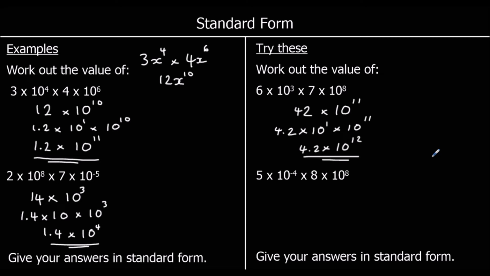And the second one, 5 times 8 is 40. 10 to the power of negative 4 times 10 to the power of 8. Negative 4 plus 8 is 4. Again, it's not in standard form, so I'm going to change 40 into 4 times 10. So I've got 4 times 10 times 10 to the power of 4, which is 4 times 10 to the power of 5.